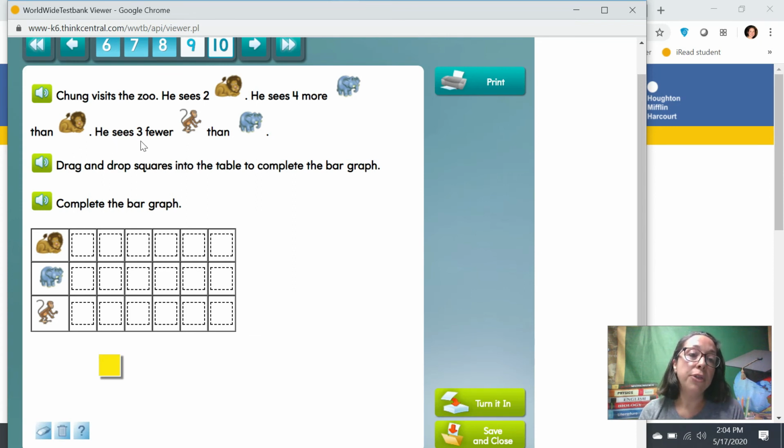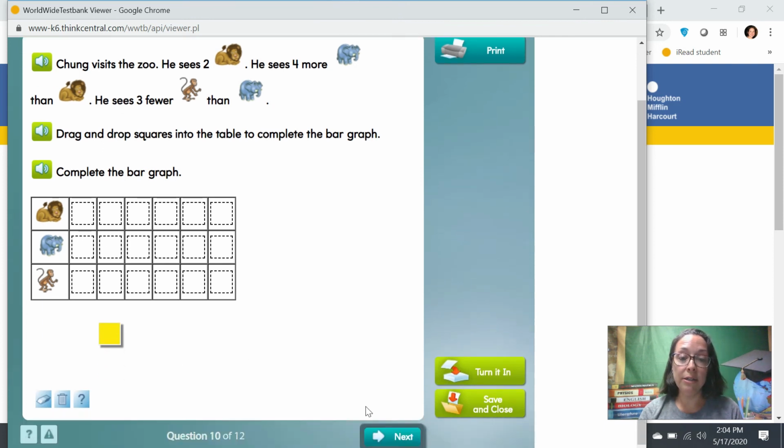And then 3 fewer monkeys than elephants. Again, it's not saying there's 3 monkeys. There is 3 fewer. Fewer means less than the number for elephants. So no dice que hay 3 monitos. Dice que hay 3 menos que el número de elefantes. Ten cuidado. Okay, so vas a completar la gráfica haciendo lo que yo dije. You have to finish the graph using the little boxes to fill in the graph.